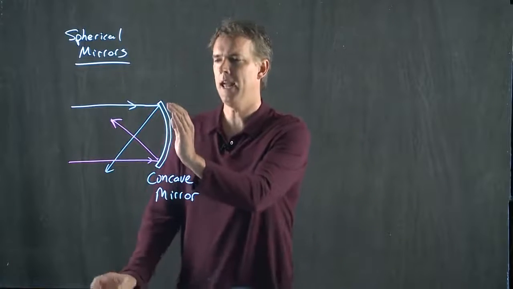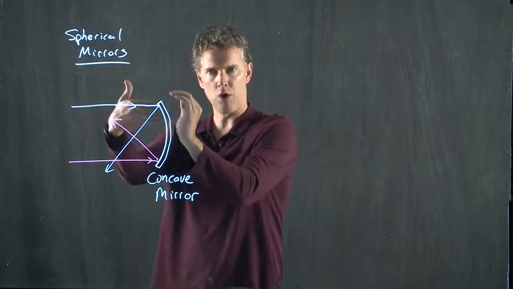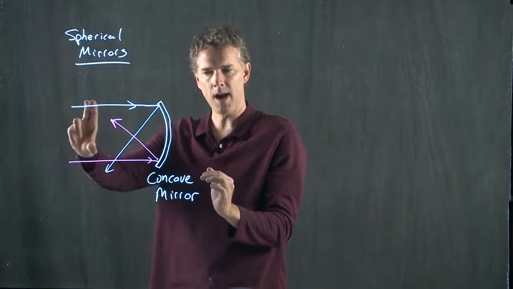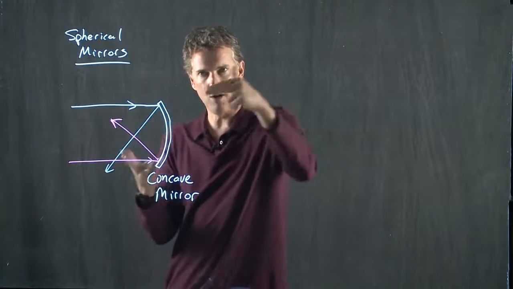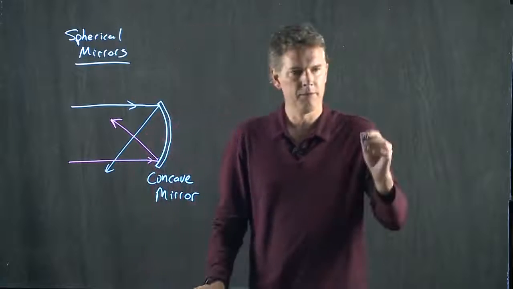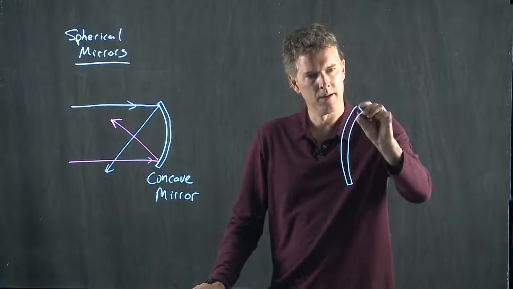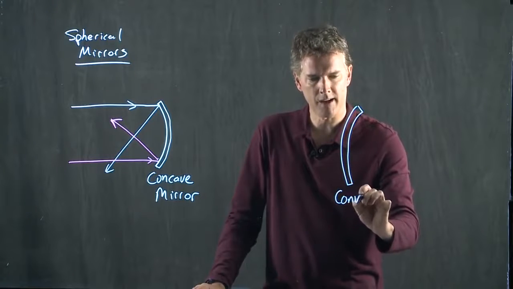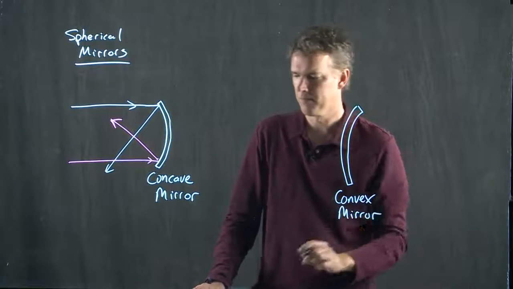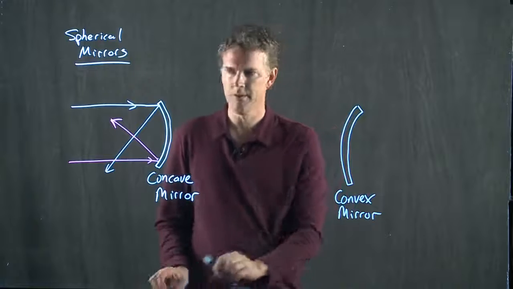This is called a concave mirror because it's like a cave. You can crawl into it. Okay? And it has this interesting property that rays that come in parallel are suddenly focused towards each other. If the mirror is bent the other way, then it's called a convex mirror. And this is the one on your passenger side mirror of your car.